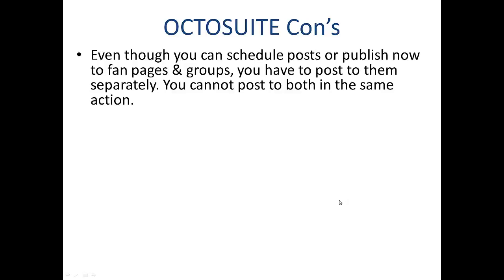Now, as far as the cons, even though you can schedule posts or publish immediately to fan pages and groups, you have to post to them separately. You cannot do that simultaneously. So in other words, you can't post to 2 Facebook fan pages and 2 Facebook groups in the same action, but you could post to 200 Facebook fan pages in the same action, but you can't do pages and groups. You have to do those separately.